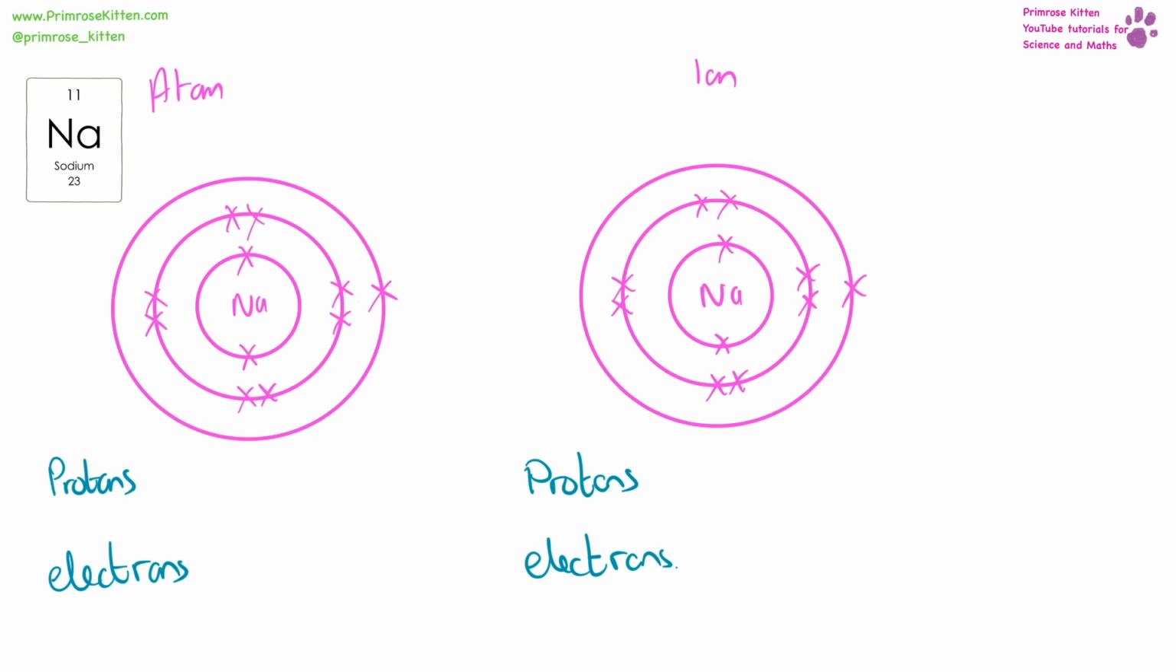Here we have sodium, and it has an atomic number of 11, which means it's going to have 11 protons in the nucleus, and protons have a positive charge. 1, 2, 3, 4, 5, 6, 7, 8, 9, 10, 11. Now in the atom it has 11 electrons drawn on here. Electrons have a negative charge.